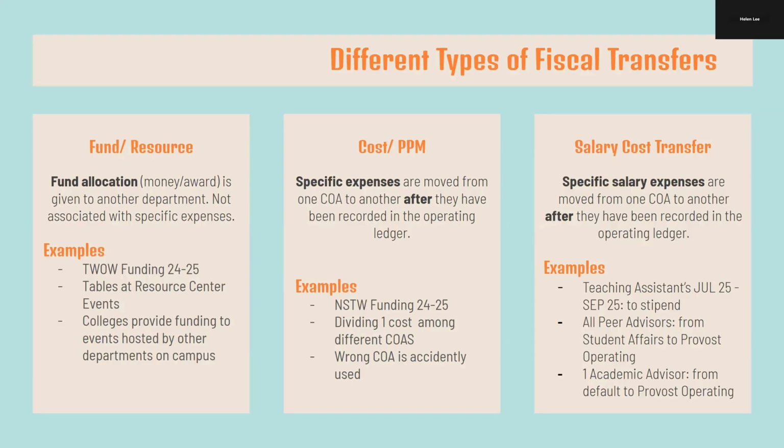So some examples of this would be moving the teaching assistants' July 25 to September 25 pay from their regular COA to a specific stipend, or moving all peer advisor pay from the student affairs COA to the provost operating COA, or moving one academic advisor from the default COA to the provost operating COA.